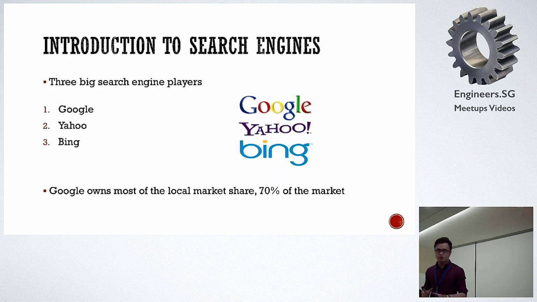Okay, so search engines. You know the three big players: Google, Yahoo, Bing. In Singapore, Google takes up about 70% of the search traffic, which is why we are going to share more on Google instead of Yahoo and Bing. Yahoo and Bing actually share the same results, so their search systems are linked together. If you search SEO on Yahoo, the results are the same as on Bing. They kind of link themselves together already.